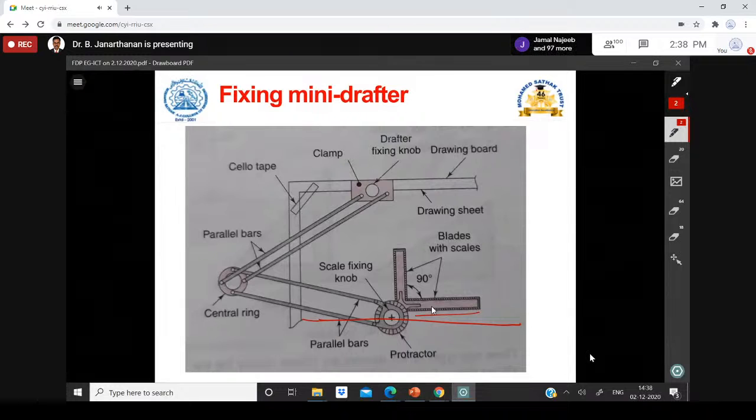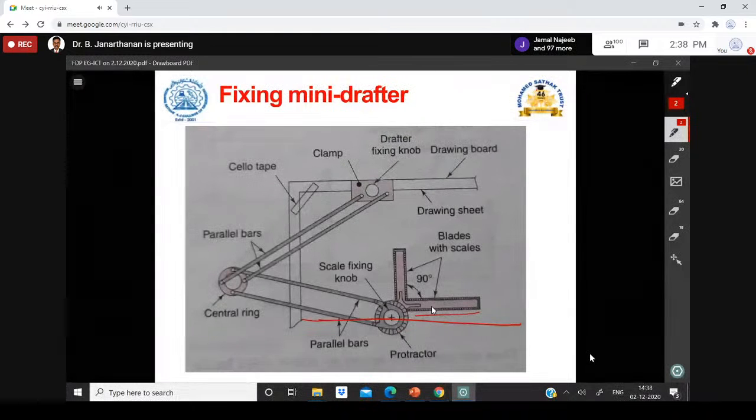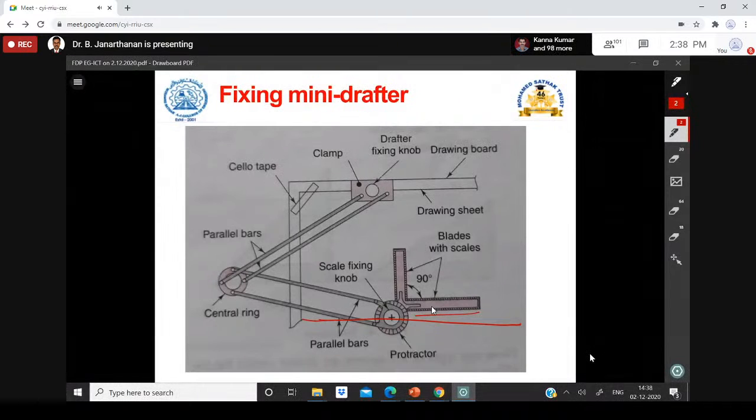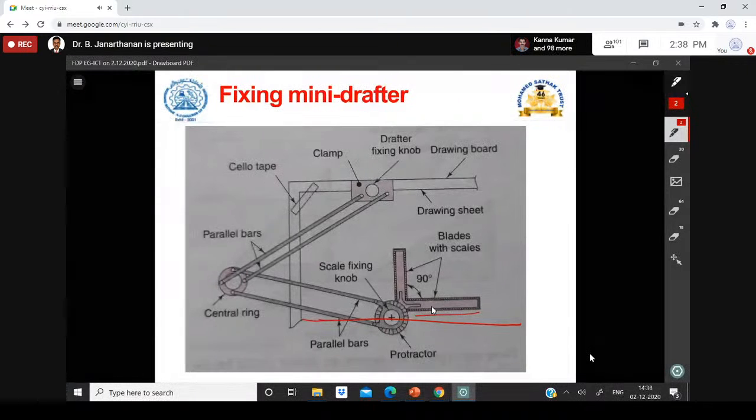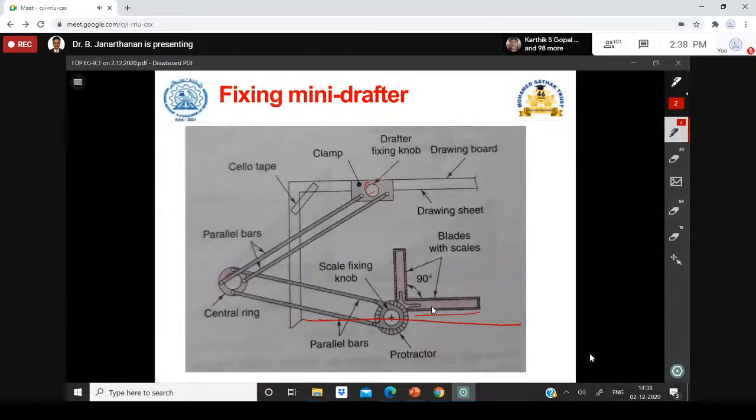Then finally you fix this knob so that wherever you take this and bring it back again, the alignment will not get affected. If you try to fix this first, then fix this next, you may have some problem. So this is how to fix the mini drafter in the drawing board with a proper alignment to the drawing sheet.